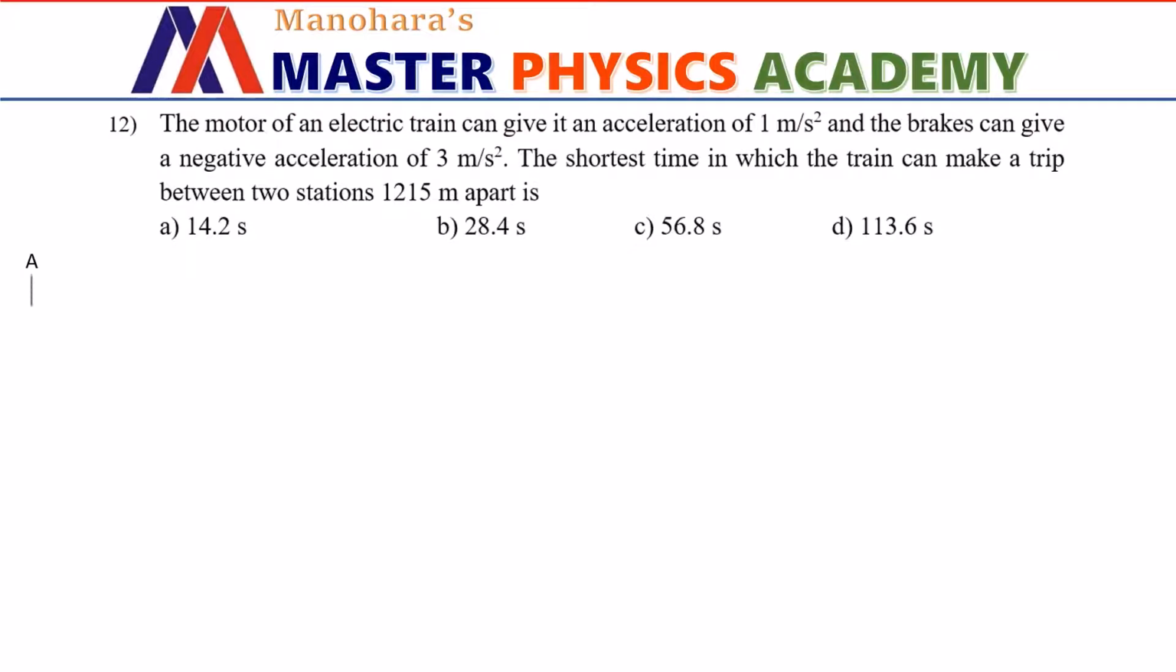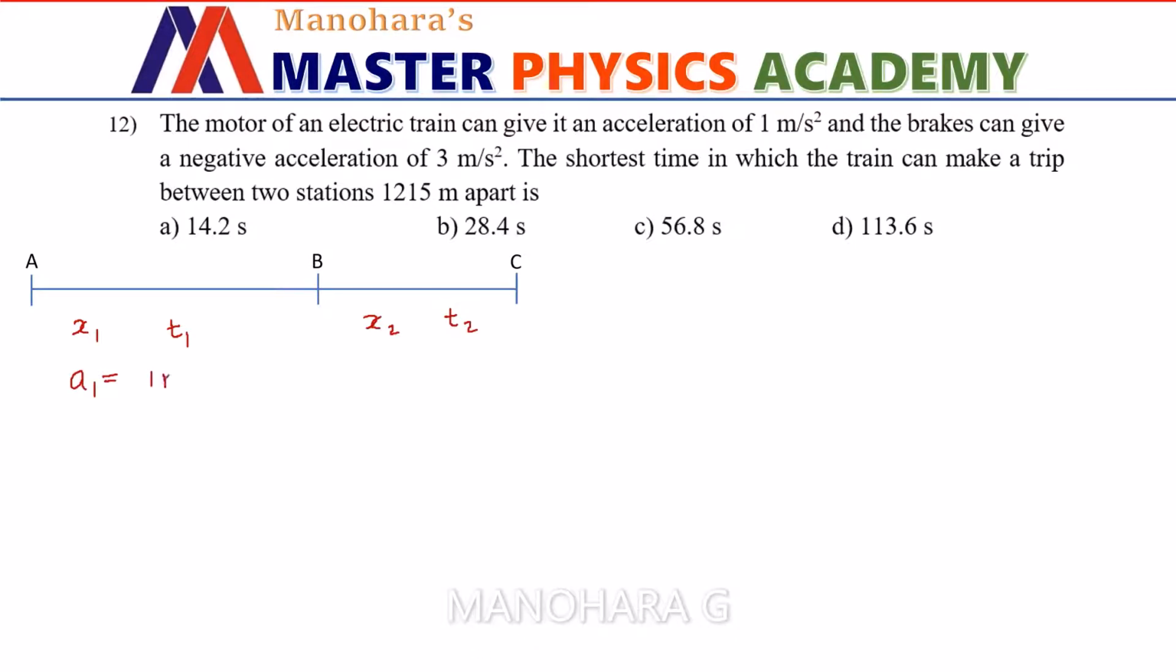Let A be the starting point and C be the final destination. Let B be the position till which the train accelerates and thereafter it decelerates. Let us denote AB by x1, BC by x2. The time taken by the train to travel from A to B be T1 and for B to C be T2. It is given that acceleration for the first part is 1 meter per second squared and for the second part it is minus 3 meter per second squared.